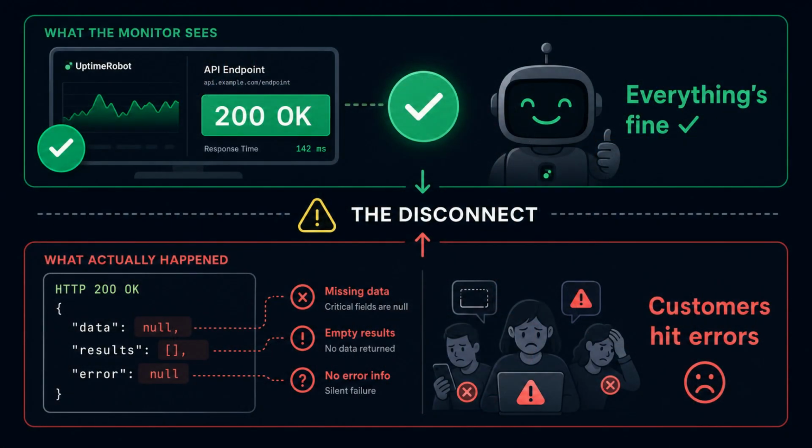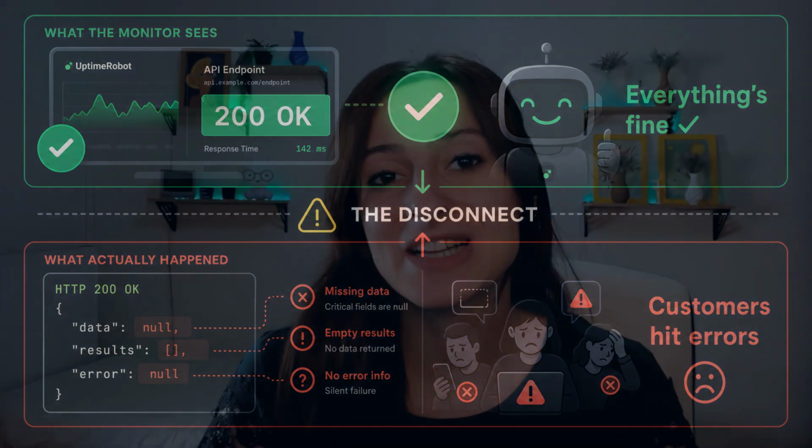Most monitoring tools check that your API returned a 200 OK and call it done. That's not enough. An API can return a 200 with a completely broken response body: wrong data, missing fields, empty results, and a basic monitor will tell you everything is fine while your customers hit errors in production.